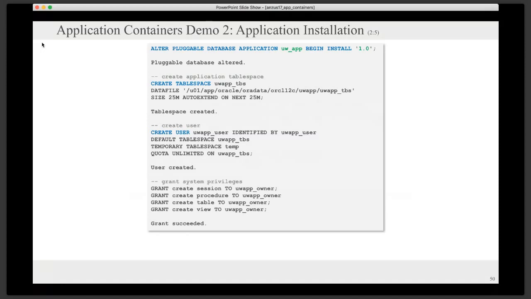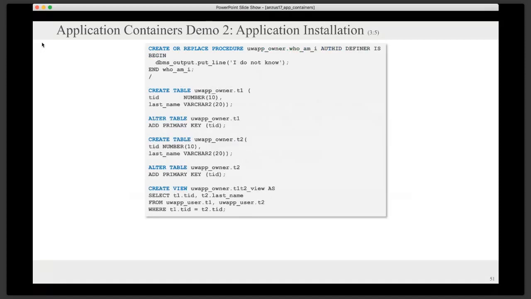So I begin my install, I create a tablespace, nothing unusual there. I create a user, nothing unusual here. I grant privileges, nothing unusual here. Let's go to the next slide, 3 of 5. I create a view, I create some tables, create another view. Again, nothing unusual going on here.